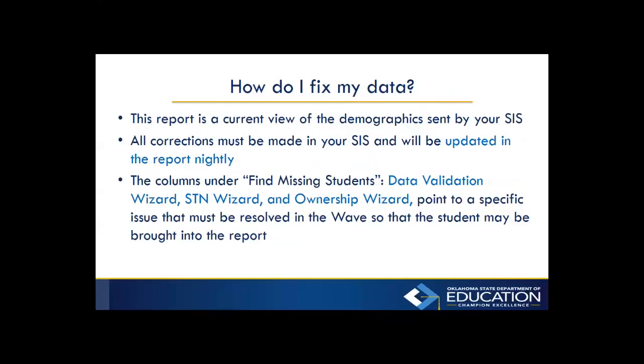You'll want to look at your wizard in the wave, and it'll show you columns under finding missing students. There will be a data validation wizard, your STN wizard, and your ownership wizard, and those will show up in blue, and then next to it will have a yellow number if there are any issues. So they'll point out a specific issue that must be resolved. Oh, sorry, not red, they're yellow, although red's a better color, but we'll go with yellow.